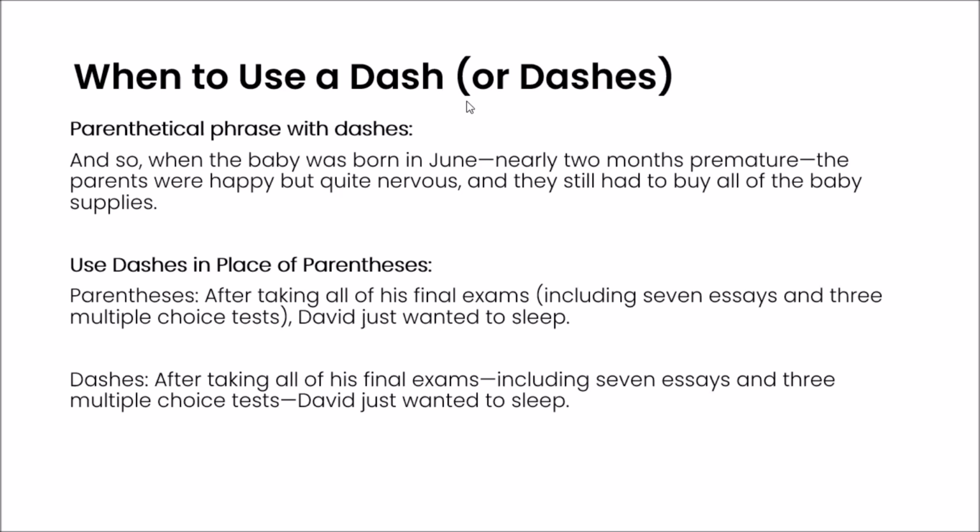Let's understand how. Parenthetical phrase with dashes. And so when the baby was born in June, nearly 2 months premature, the parents were happy but quite nervous, and they still had to buy all of the baby supplies.